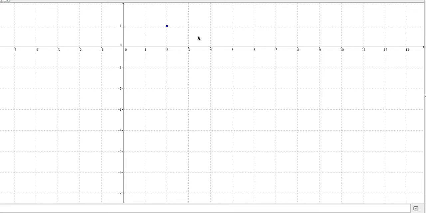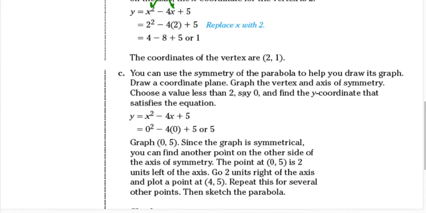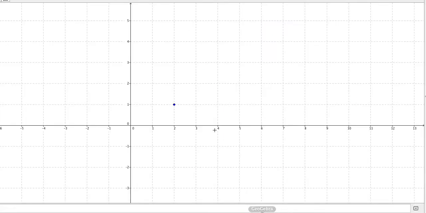Before we graph that 0, let me point out also that if you notice y equals x squared minus 4x plus 5, the coefficient of our x squared is positive. Remember in the first example, when the coefficient of our quadratic term was negative, the parabola opens downward. So in this case, if the coefficient of our x squared is positive, the parabola opens upward. So this parabola right here should open upward.